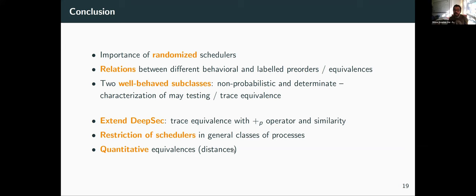And so as future work, we would like to extend DeepSec. As I already said, have trace equivalence with a probabilistic choice operator. This is not that difficult to do, algorithmically speaking. And it would also be good to implement decision procedures for similarity and bisimilarity.